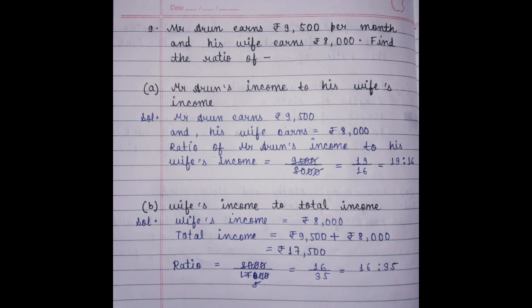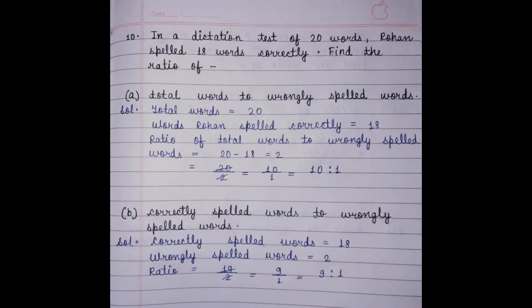Let's see our 10th question. In a dictation test of 20 words, Rohan spelled 18 words correctly. Find the ratio of total words to wrongly spelled words. Total words is equal to 20. Words Rohan spelled correctly is equal to 18. Ratio of total words to wrongly spelled words is equal to, first we will find the wrongly spelled words. 20 minus 18 is equal to 2. So we will find the simplest form of 20 by 2, which is equal to 10 by 1. So the ratio of 10 by 1 is 10 is to 1.